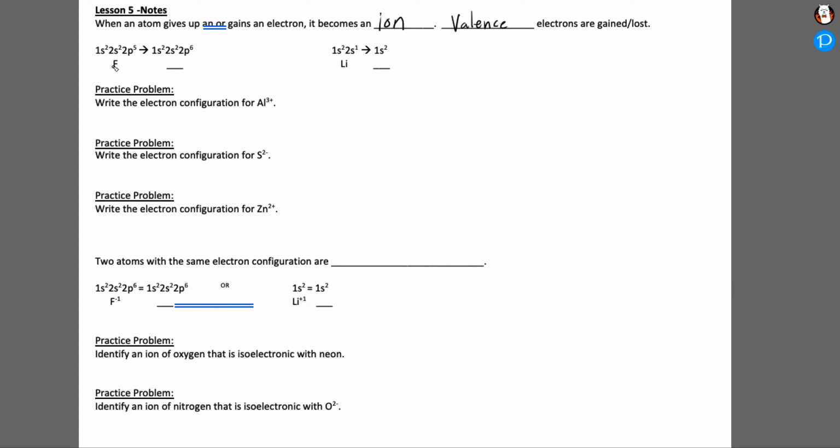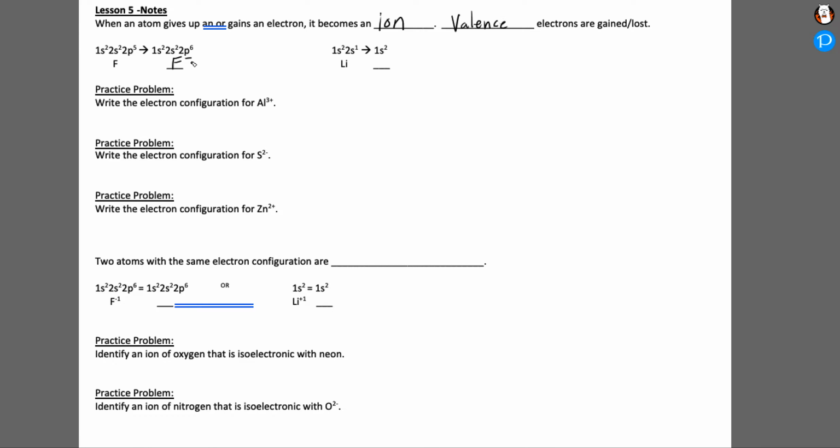So if we look at fluorine right here, here's fluorine's electron configuration. It has a total of 9 electrons: 2 electrons in the 1s orbital, 2 electrons in the 2s orbital, and 5 electrons in the 2p orbital. When fluorine ionizes, or becomes an ion, it will gain an electron. So over here, I now have an extra electron in that 2p orbital. When we write the symbol for fluorine as an ion, we write the symbol and put a little minus sign up there.